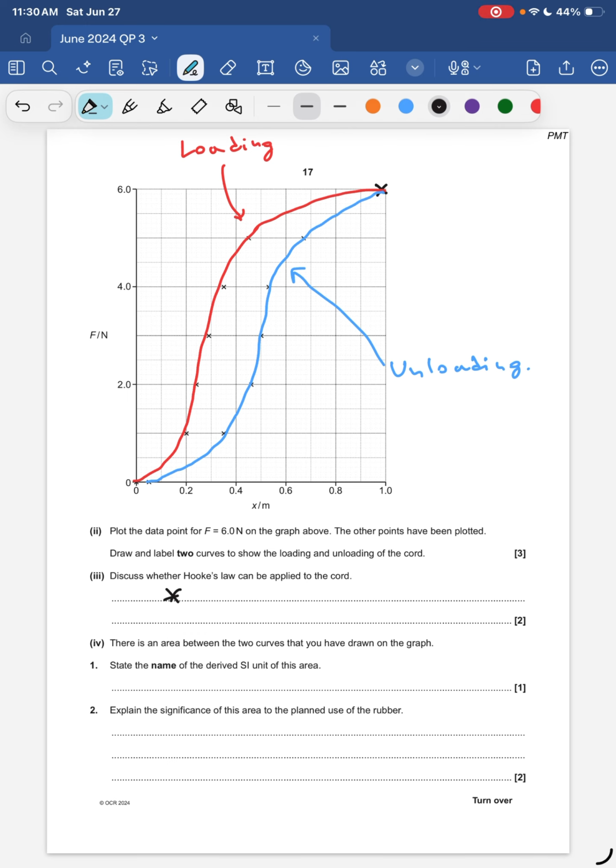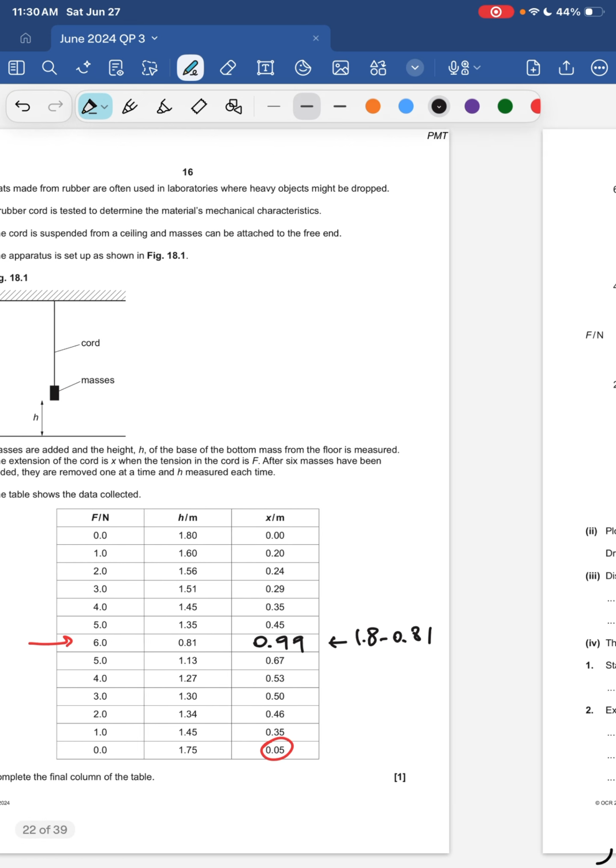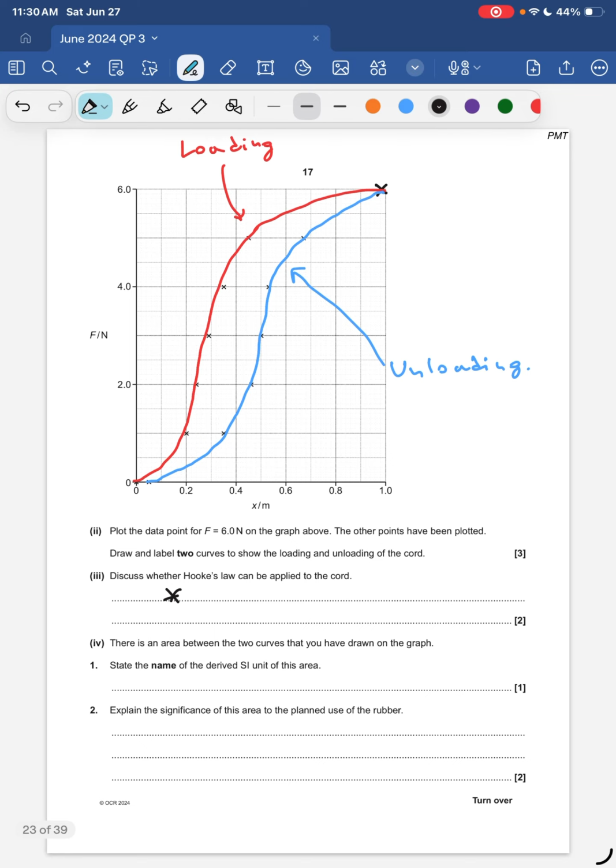Part 4, and then there is a part 1 in part 4 in question part A. I don't know, it's a little bit confusing. So anyway, state the name of the derived SI unit of this area. Okay, so area is force times distance, so newtons times meters, which is the joule. So that's energy.